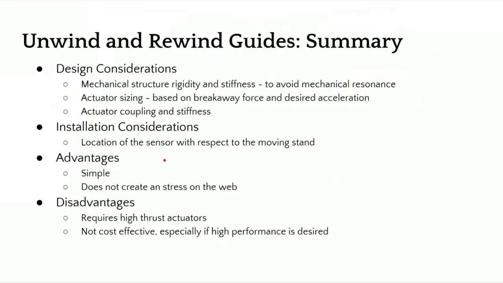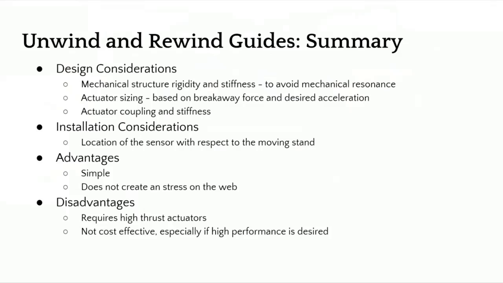In terms of installation considerations, the main thing that we want to look for in these type of guides is the location of the sensor with respect to the moving stand. Either it's fixed to the machine frame or it's moving with the carriage. That's the main thing. These web guides are simple. That's one of the advantages of these web guides. And these web guides really do not have to take advantage of the normal entry rule because all the rollers are parallel to each other, so there's not going to be any misalignment in them. So there's going to be less amount of stress on the web.